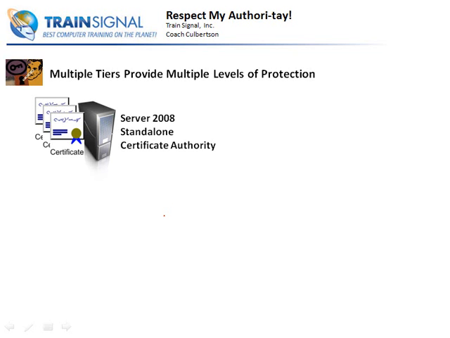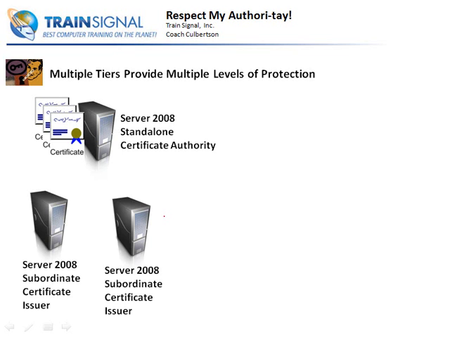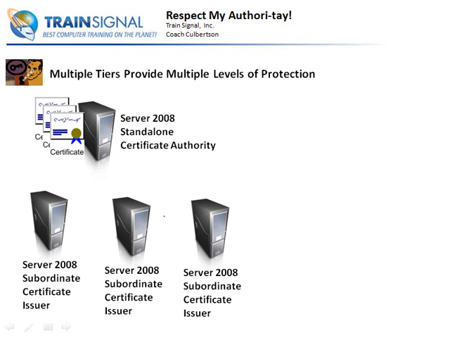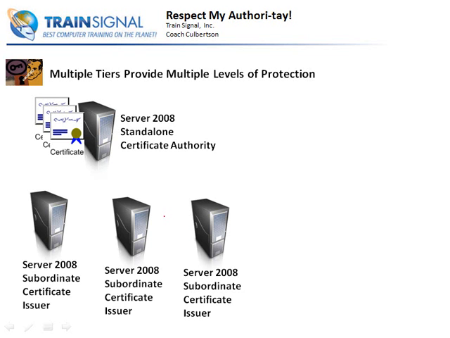A standalone certificate authority is just a Server 2008 machine. It does not have to be part of your domain, okay? It doesn't even have to be a member server. You could take a Server 2008 box, install certificate services on it, and voila, you have a standalone certificate authority. Now, what you're probably going to have is subordinate certificate issuer servers, at least one. Okay, you may not have three. I'm just using three for an example, but you're going to be using this as your root CA.